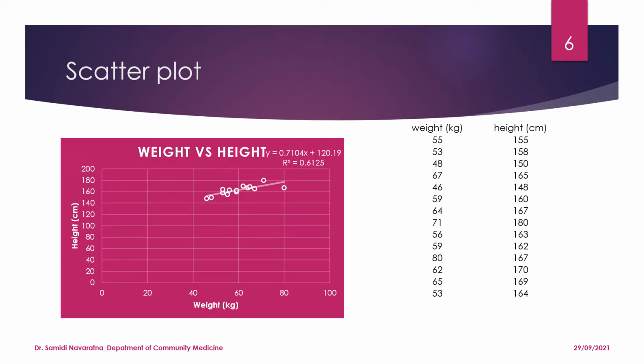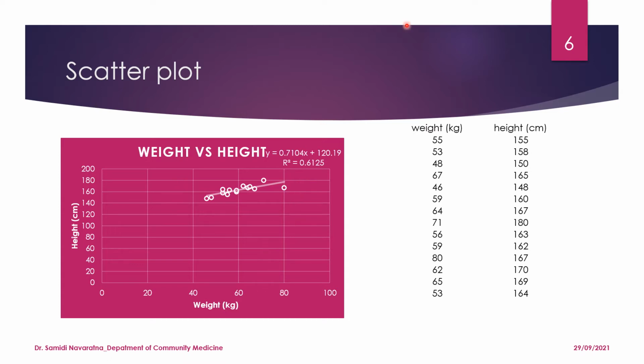This is the scatter plot, and as you can see, there's a linear-like relationship between the height and the weight as shown by this trend line. The R squared here is given as 0.6125, and you can get the correlation coefficient R by taking the square root of this, and it comes as 0.78, right?